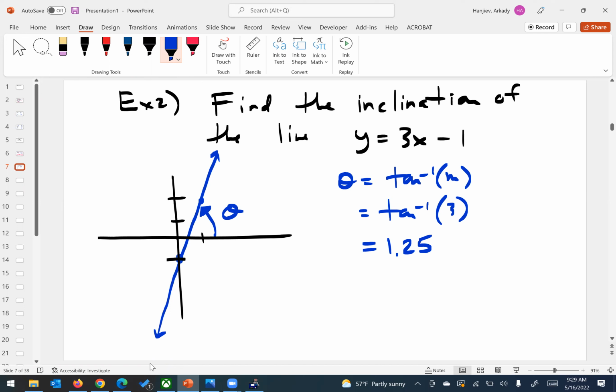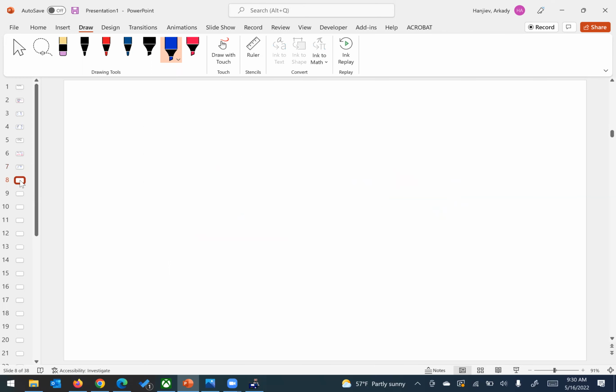Okay, next formula here. Okay, next, a bigger formula. That was the easy one. Ready? So find the angle.